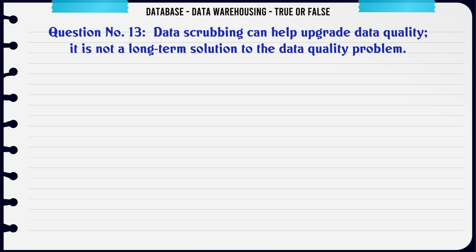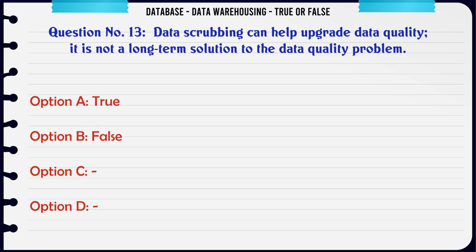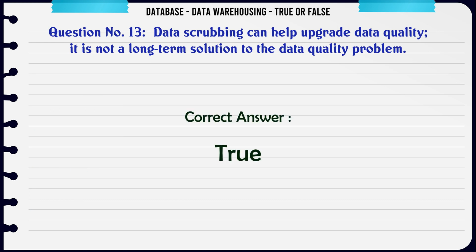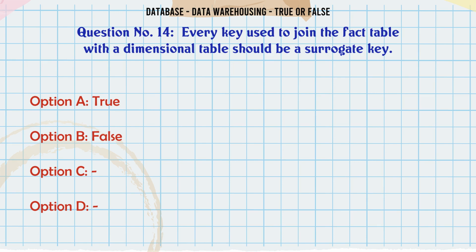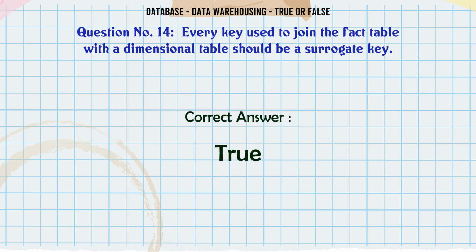Data scrubbing can help upgrade data quality. It is not a long-term solution to the data quality problem. True or false? The correct answer is true. Every key used to join the fact table with a dimensional table should be a surrogate key. True or false? The correct answer is true.